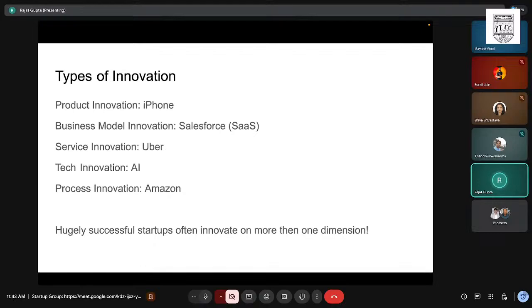And usually, what you'll find is if you innovate across any one of these dimensions, that's good enough to have a good chance at being a successful startup. But these successful startups will not stop at just one innovation; it'll usually comprise a combination of a couple of dimensions.